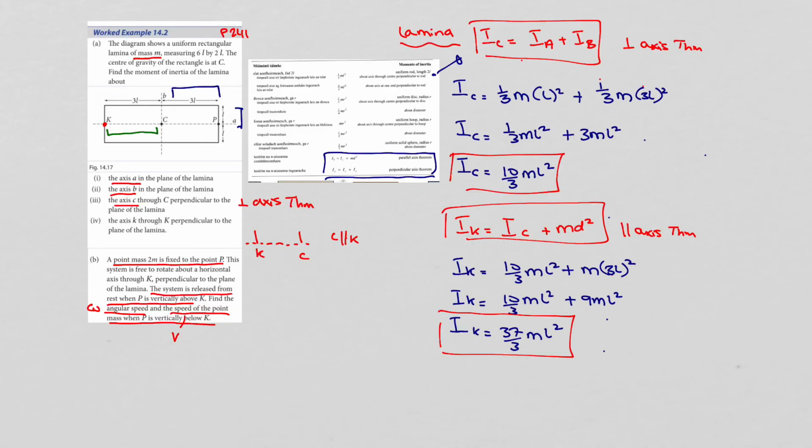so that the point mass is directly below K. So let's just mark in the dimensions again on that. So we had 3L and 3L going down. So that's 3L and 3L. So I'm just marking in my axis A and B again, and then 3L and 3L.